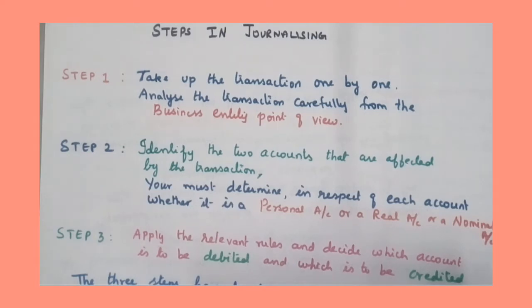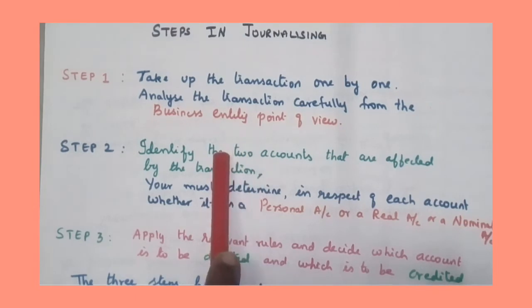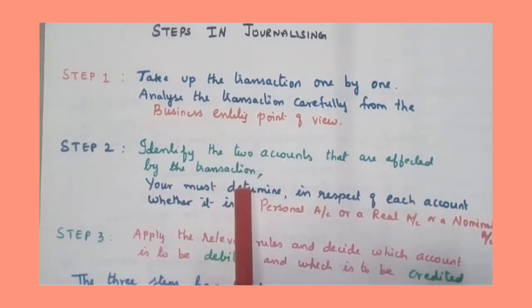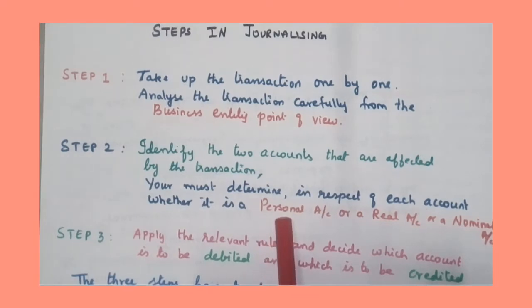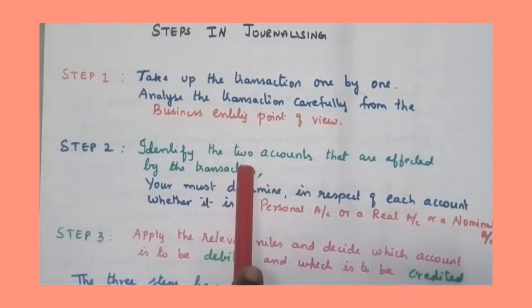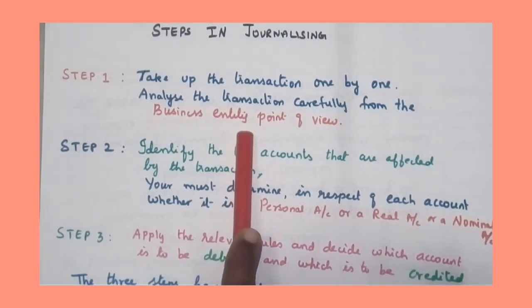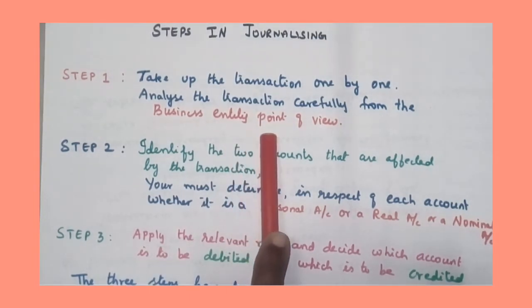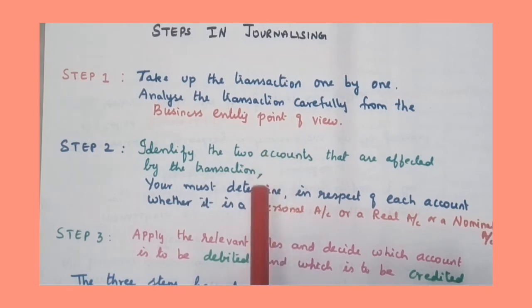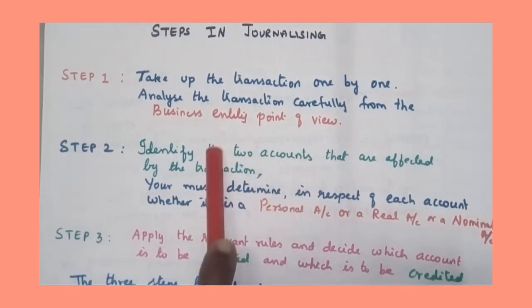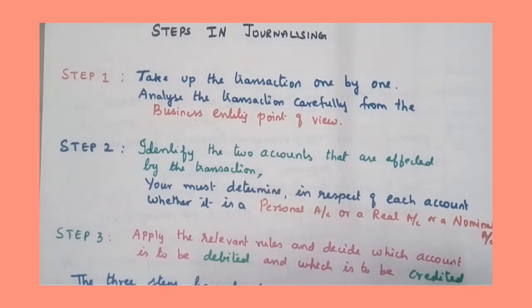Okay, and the next step is you have to identify the two accounts that are affected by the transaction. So, இதுக்கான examples exercise கூட நான் previous videoல கொடுத்திருக்கேன். If not, go and watch that. So, first step நம்ம from the business point of viewல அந்த transaction analyze பண்ணுவோம். Second step என்ன பண்ணணும் அப்படின்னா அதில் affect ஆயிருக்க ரெண்டு account என்ன அப்படிங்கிறத கண்டுபிடிக்கணும்.